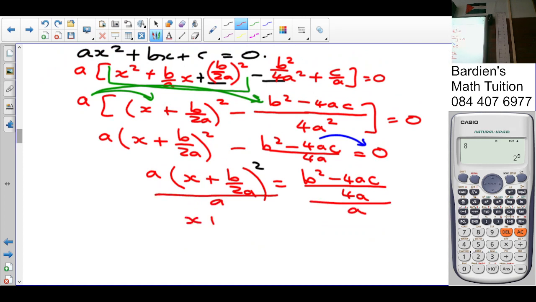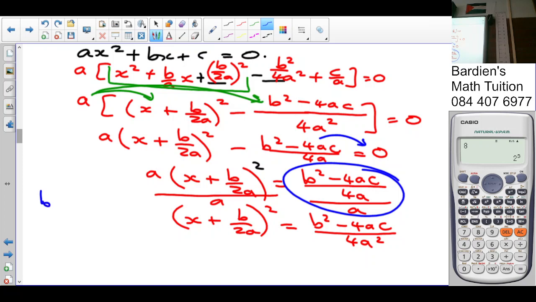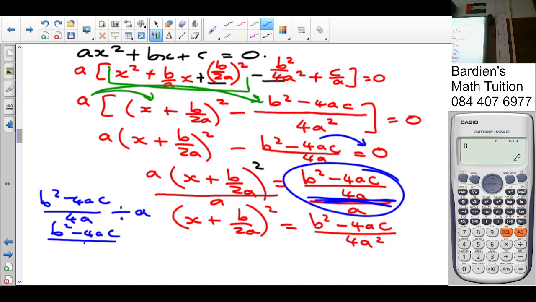So that's going to give you x plus b over 2a squared equals b squared minus 4ac over 4a squared. How do I get 4a squared? When I take this here, which is b squared minus 4ac over 4a, is being divided by a, which is same as b squared minus 4ac over 4a times its reciprocal, which is 1 over a, which is b squared minus 4ac over 4a squared. Can you see that, people?